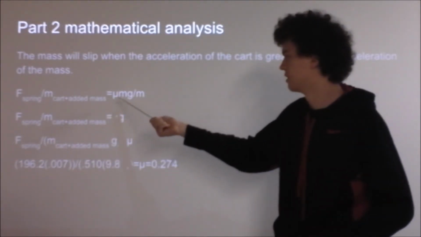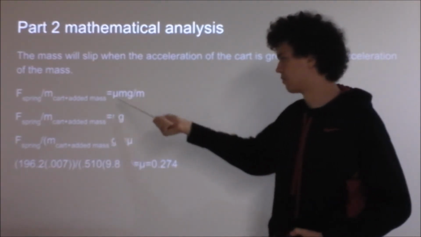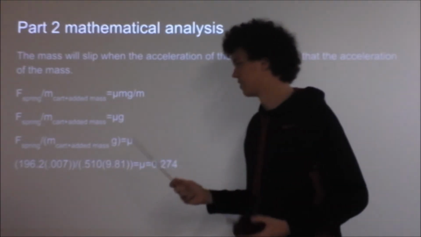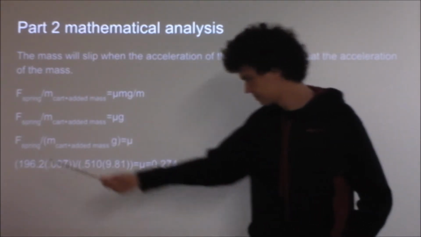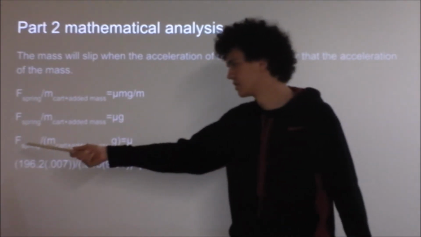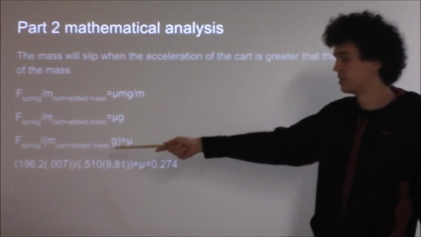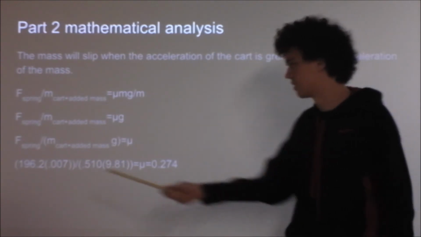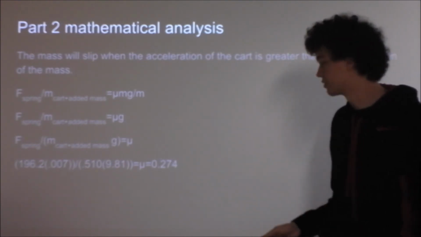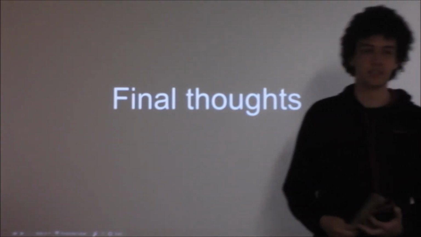And then this over here would be the equation for the force of gravity. Oh, not the force of gravity, the force of friction divided by the mass to get the acceleration again. And so that's simplified here to just the masses removed. And then I divided both sides by g to get the force of the spring divided by the mass of the cart plus the added mass times g is equal to mu. So I plugged that whole thing in, and I got a coefficient of friction of 0.0274.